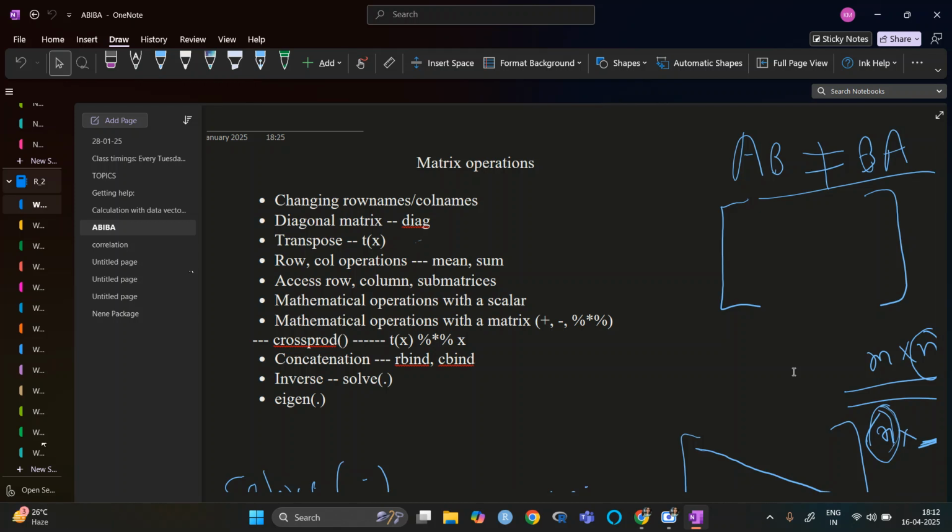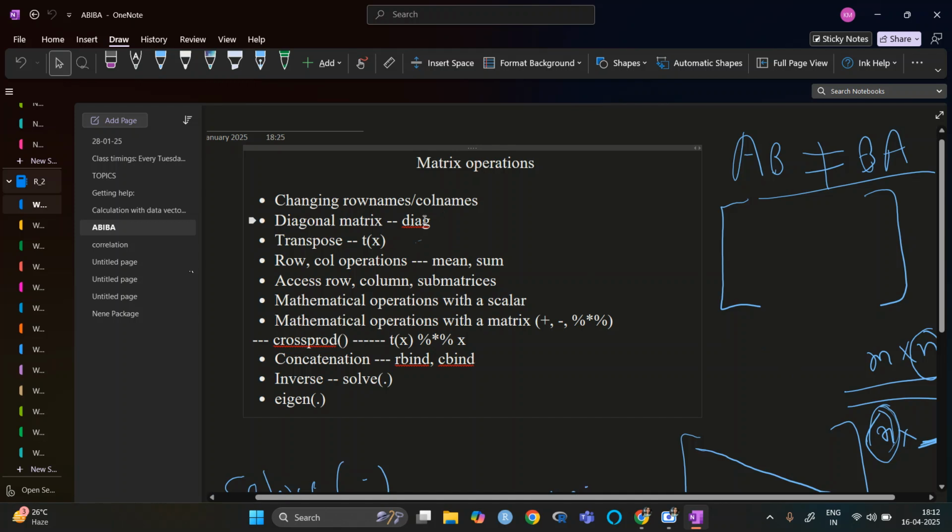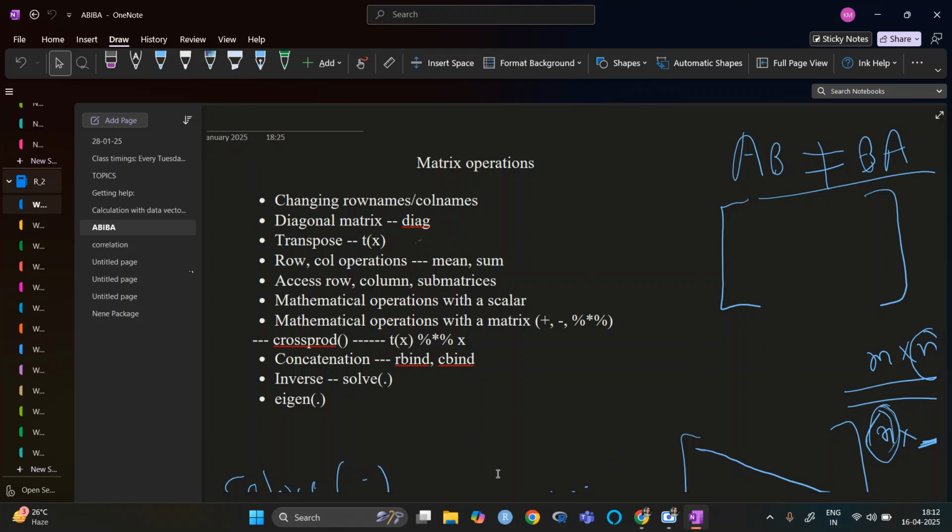Then you can have a diagonal matrix, and for that you can use the function diag. After that, you can find the transpose of a matrix, and to find the transpose you can just do this. Now you have the operations, like summation between two matrices.